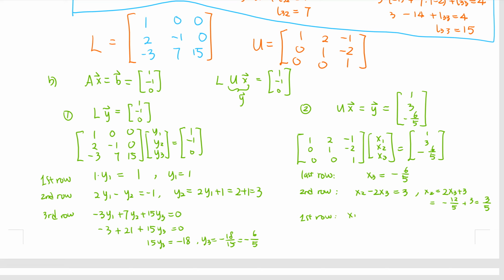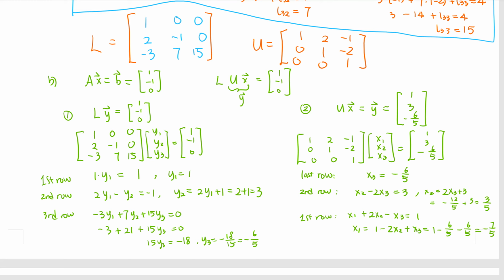First row, we have x1 plus 2x2 minus x3 equals 1. Right? And let's see. So x1 equals 1 minus 2x2 plus x3. 2x2, so 6 over 5, x3, so minus 6 over 5. 1 is like 5 over 5, right? 5 over 5 minus 12 is negative 7 over 5. So far, so good, everybody.